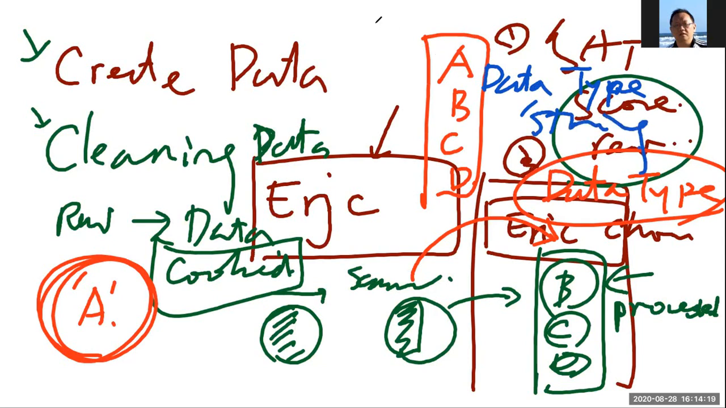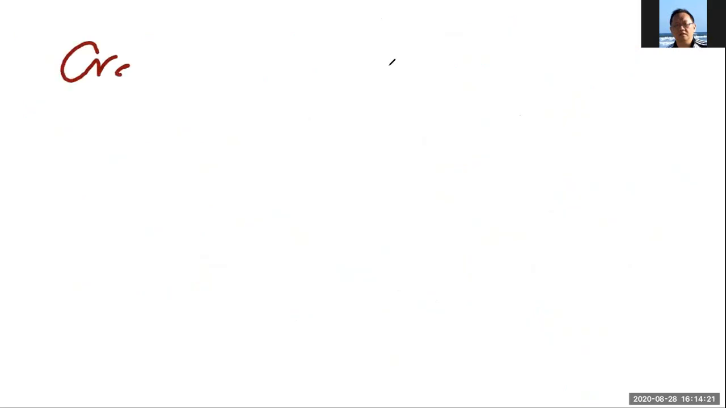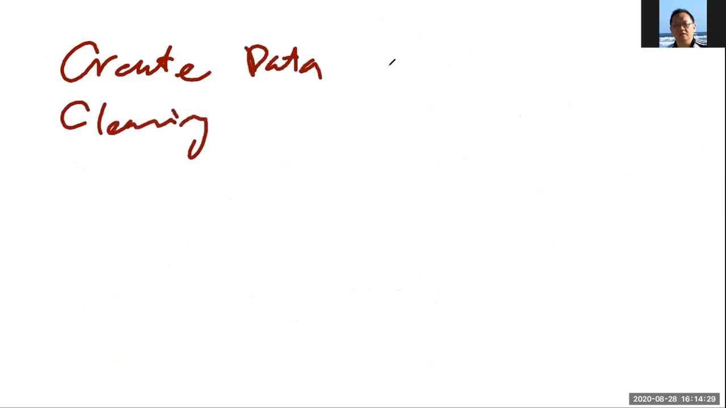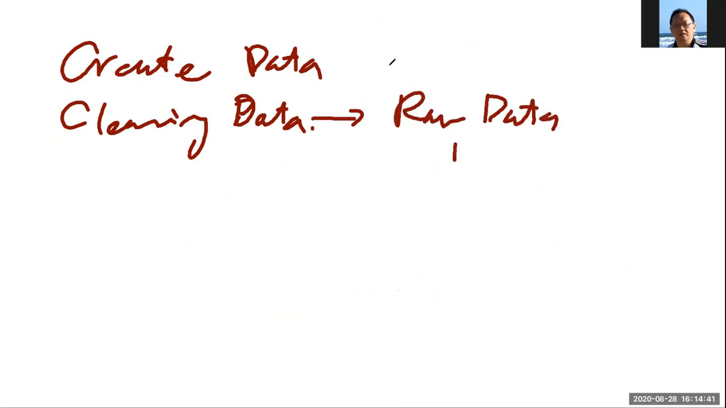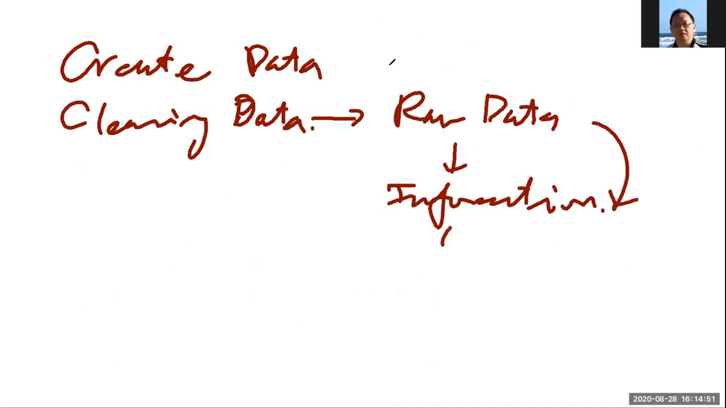So let me clear it. Step 1, you need to create data. After you create the data, you need to clean the data. Then you start to clean the data. You may get your raw data, and your raw data starts to give you information. And the first piece of information from here to here, this one you can consider is cooked data.